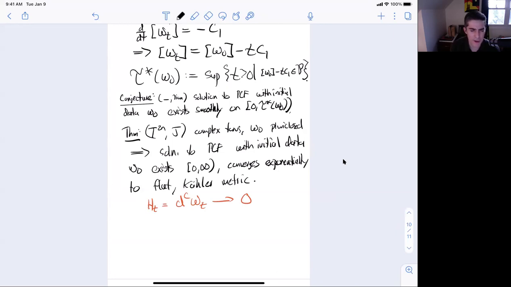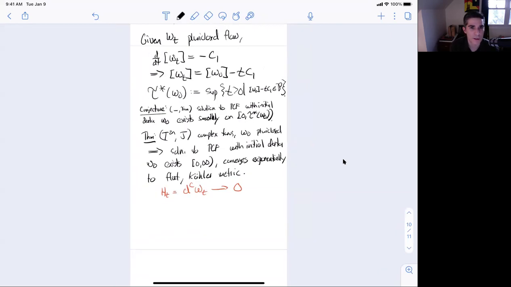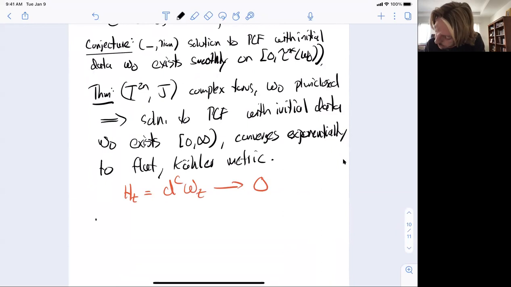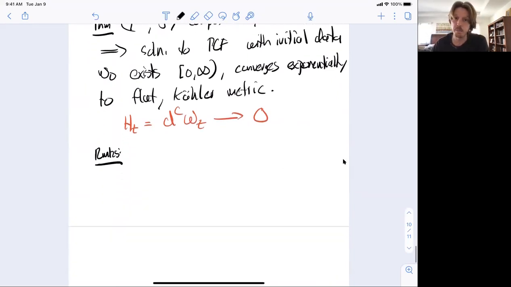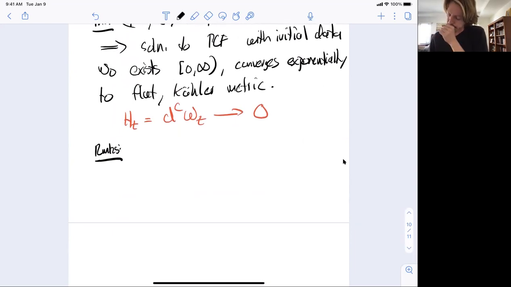How does it relate to the Aeppli one-one cohomology? Is there an interaction between the H11 and the three form class? Well, okay, yeah. Let me make a few remarks about that. For one, I suppose I should have said this sooner. H_t is dC omega_t, and that class is preserved. That's a very general fact. That's true just for generalized Ricci flow.